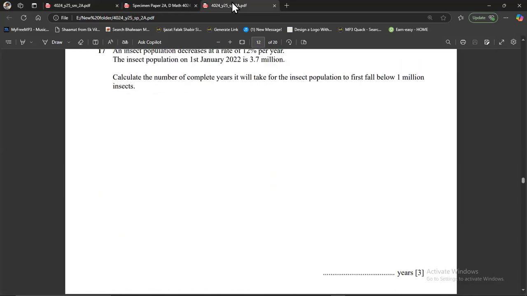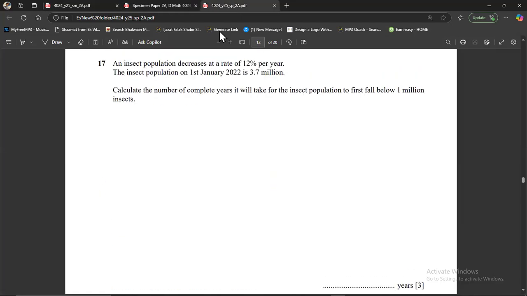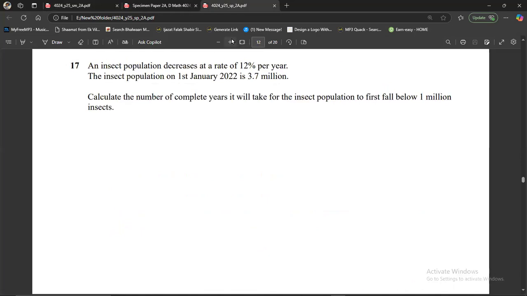Okay, so we are going to the next question. The next question is question number 17. It's a 3 marks question. He says, an insect population decreases at a rate of 12% per year. And this is the new concept which has been added into the O levels paper. Here the population is decreasing.